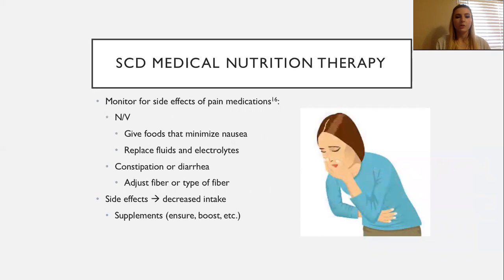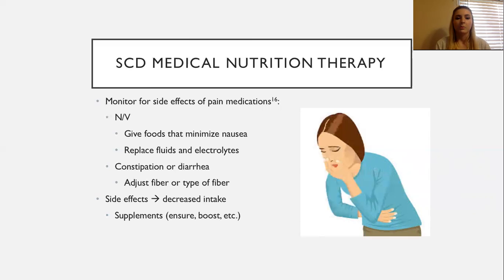So we would also want to monitor for side effects of pain medications such as nausea, vomiting, diarrhea, and constipation. You would want to help out their food in any way you can. For instance, if they have nausea, you might want to give them smaller, more frequent meals, colder meals such as sandwiches instead of a big pasta dish or something like that that might make them nauseated with the smell and all of that.